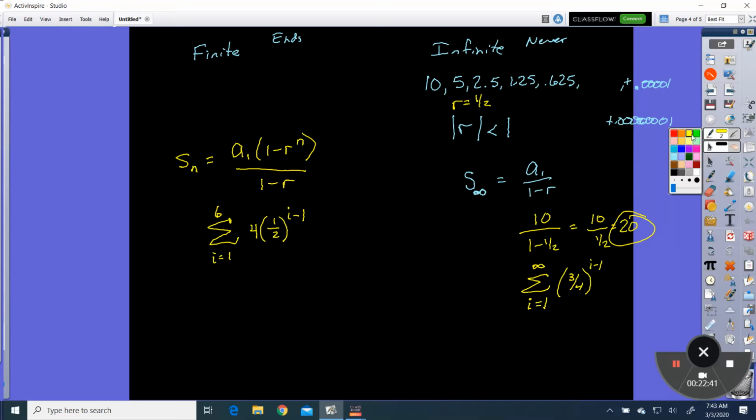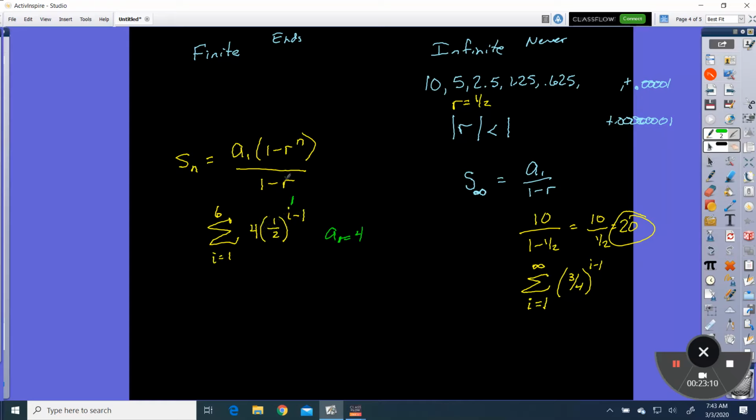So again, we need to find the first term. So I plug in the 1 down here. So 1 minus 1 is 0. So anything to the 0 power is 1. So 4 times 1 is 4. So A1 equals 4. Because I plugged that 1 in here. So 1 minus 1 made the 0. Anything to the 0 power is 1.